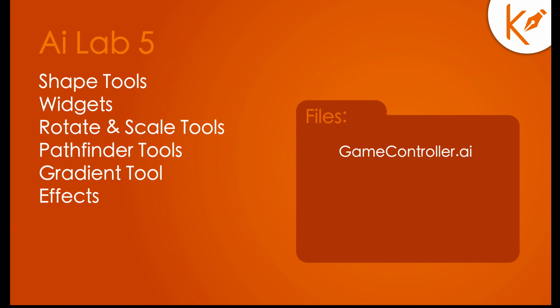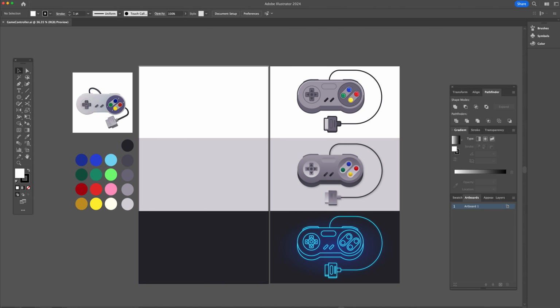Today we're going to review and practice the shape tools, widgets, rotate and scale tools, Pathfinder tools, gradient tools, and effects within Adobe Illustrator. The file you'll need to have downloaded is gamecontroller.ai. When you have that, go ahead and open up that file.